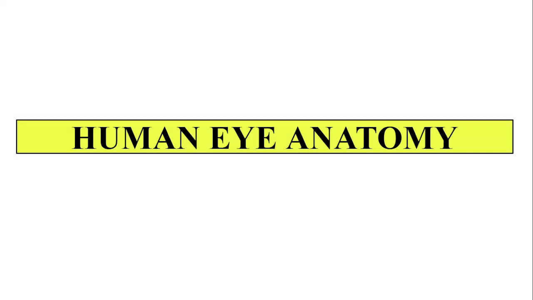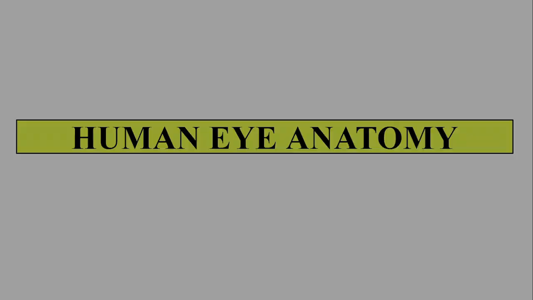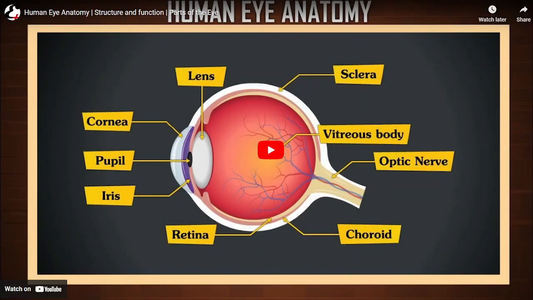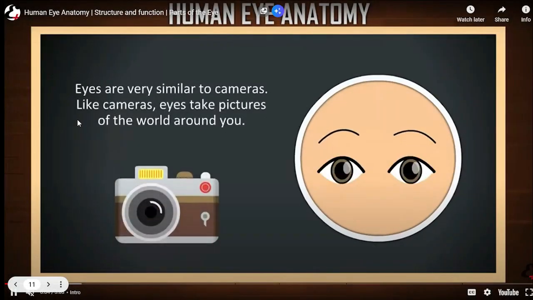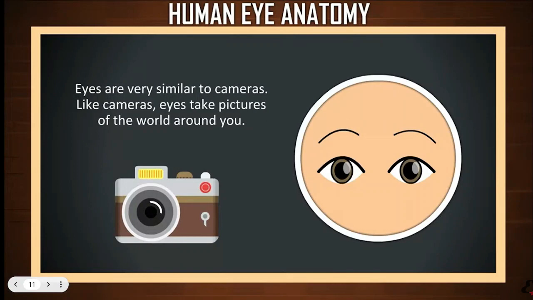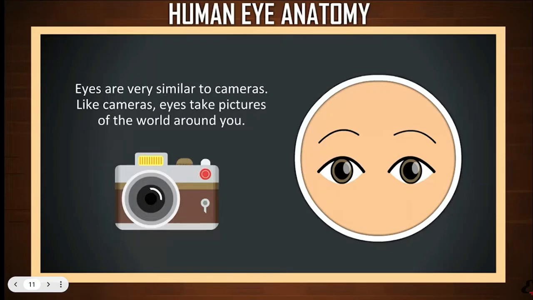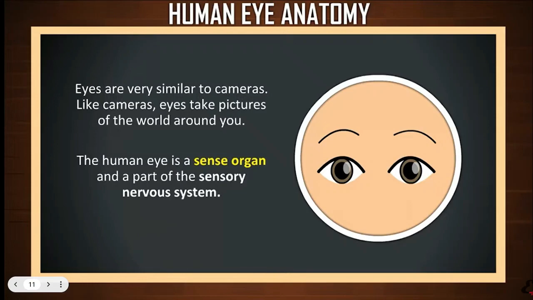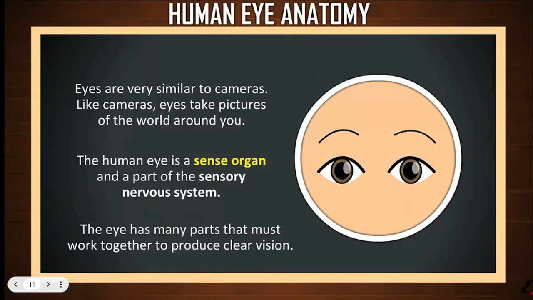Back to our topic, human eye anatomy. The human eye is the most valuable and sensitive sense organ. The eye is similar to a camera. It takes pictures of the world around us. The human eye is a sense organ and a part of the sensory nervous system. The eye has many parts that must work together to produce clear vision.